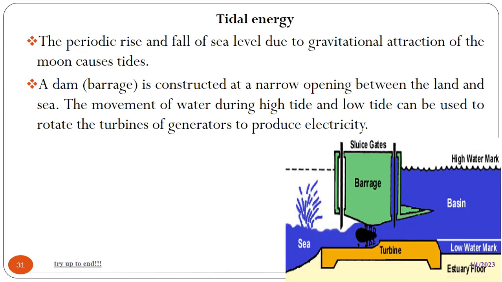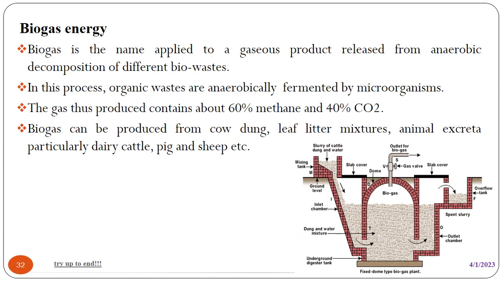The next one is tidal. The periodic rise and fall of sea level due to the gravitational attraction of the moon causes tides. A dam or barrage is constructed at a narrow opening between the land and the sea. The movement of water during high tide and low tide can be used to rotate the turbine of generators to produce electricity.